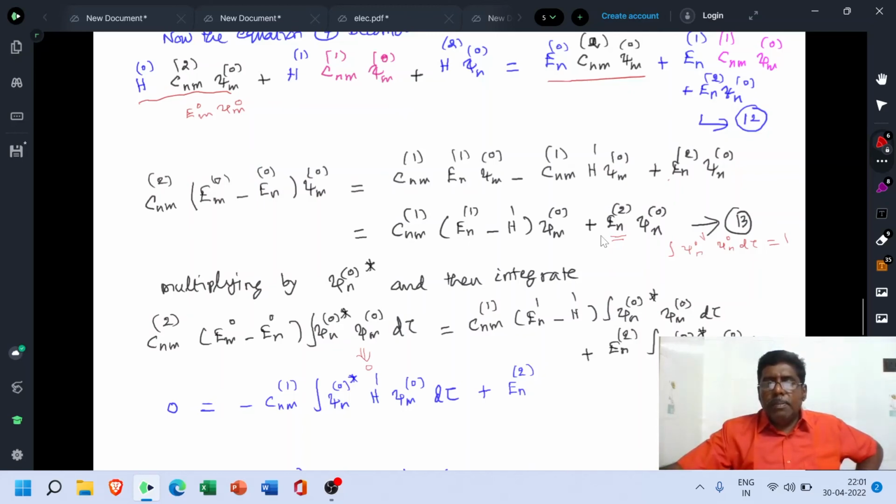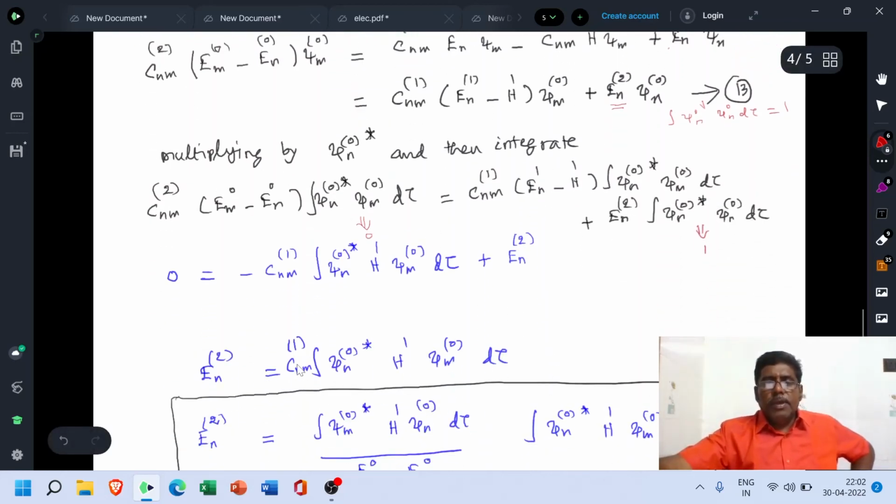Here we may separate this into two integrals. Cnm of 1 times En1 into psi n0 star psi m0 d tau minus psi n0 star H1 psi m0 d tau. This factor is not equal to 0 because this is an operator, Hamiltonian operator, plus En2. From this, En2 is equal to Cnm of 1 psi n0 star H1 psi m0 d tau.